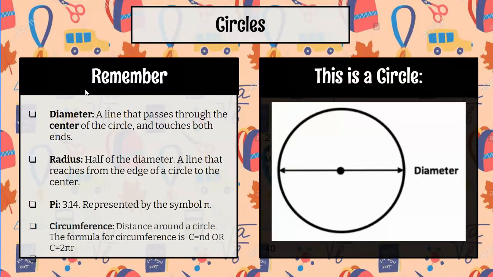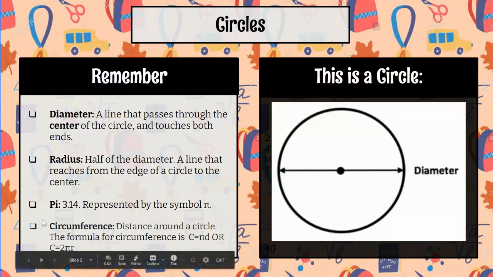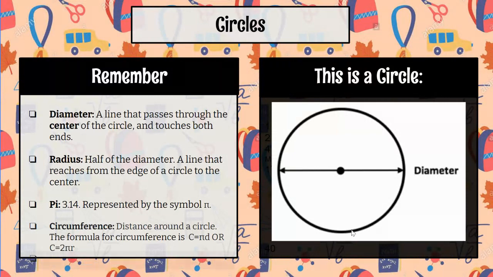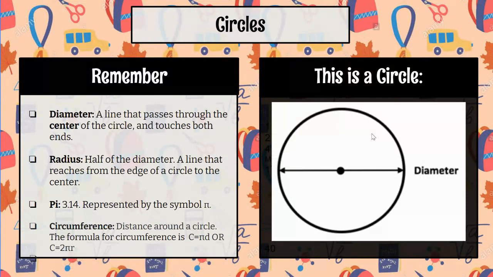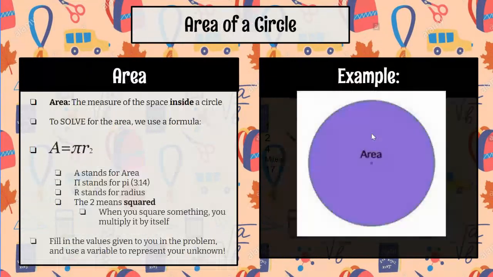Radius, which is half of the diameter, and it reaches to the center. So it would just be this little section or this little section. We learned about pi, which is represented by the number 3.14. And then circumference, which is the distance around a circle. And we used the formulas c equals pi times diameter, or c equals 2 times pi times the radius.